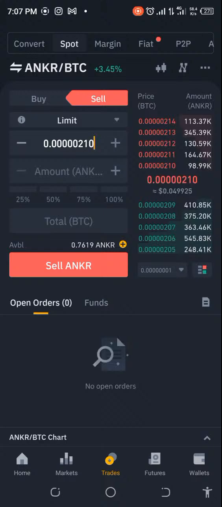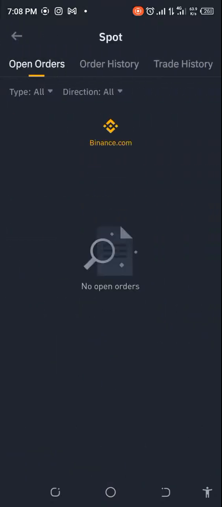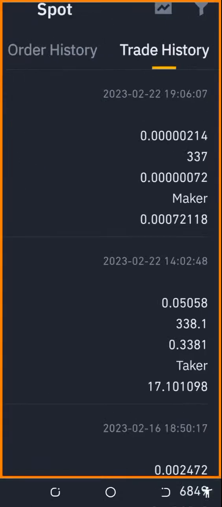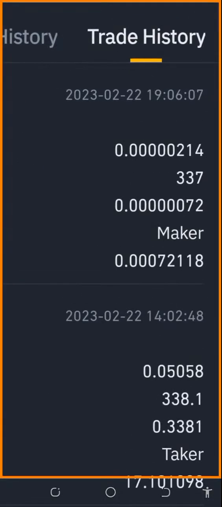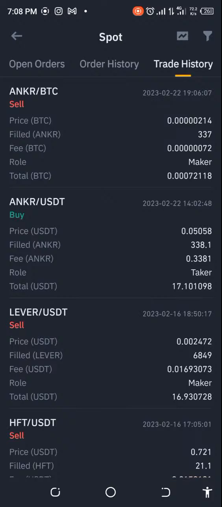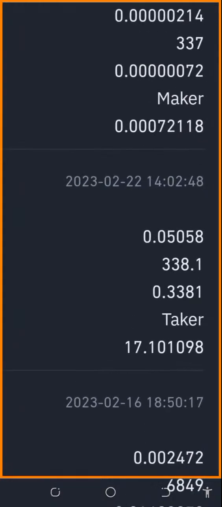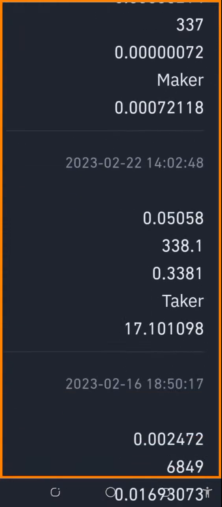Okay, I'm back. So now it's already sold to BTC. So let's go check and do this quickly before BTC goes down. Let's just check the trade history. All right, so it's already sold and we got 0.0007218. Okay, and how many hours did that take? Let's see, 1402 and then 19, like about 5 hours.